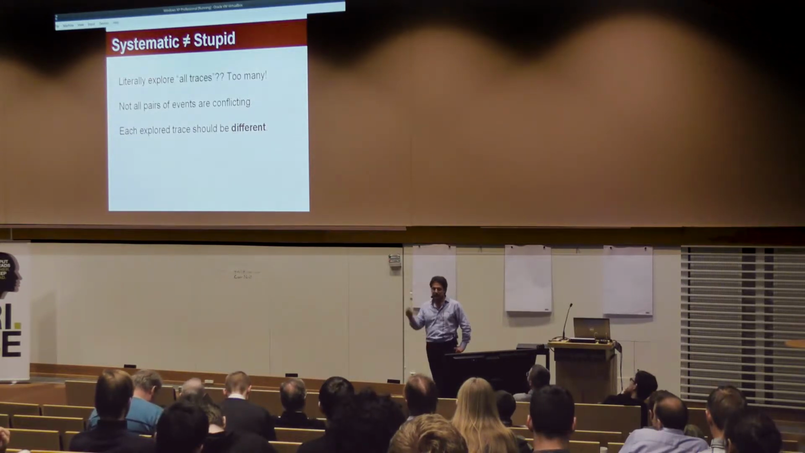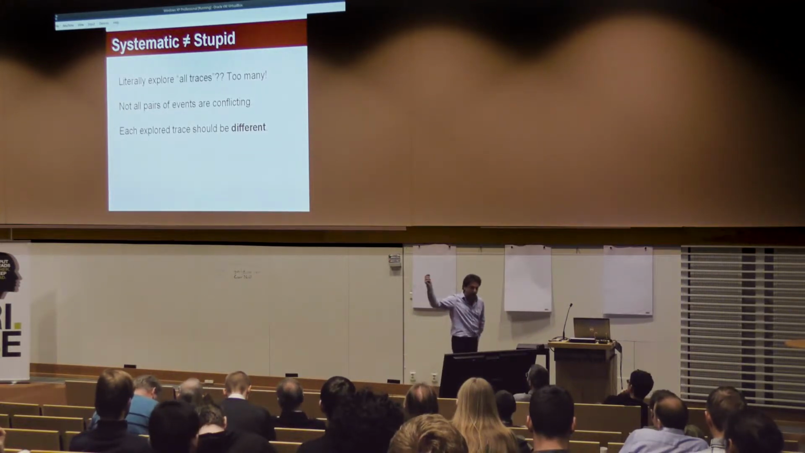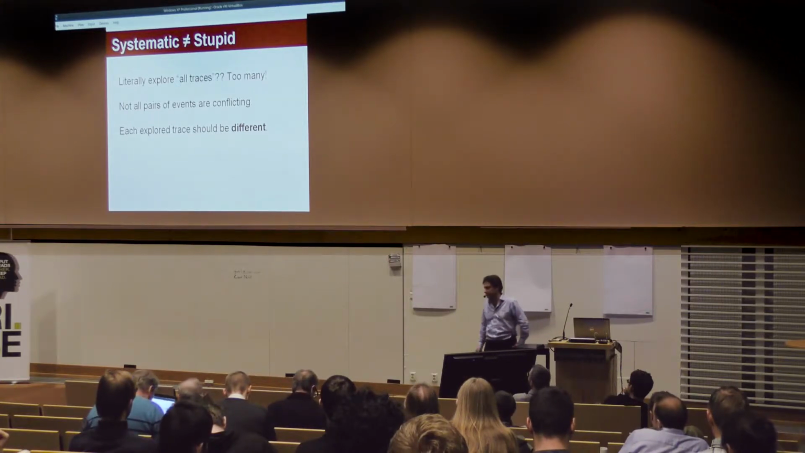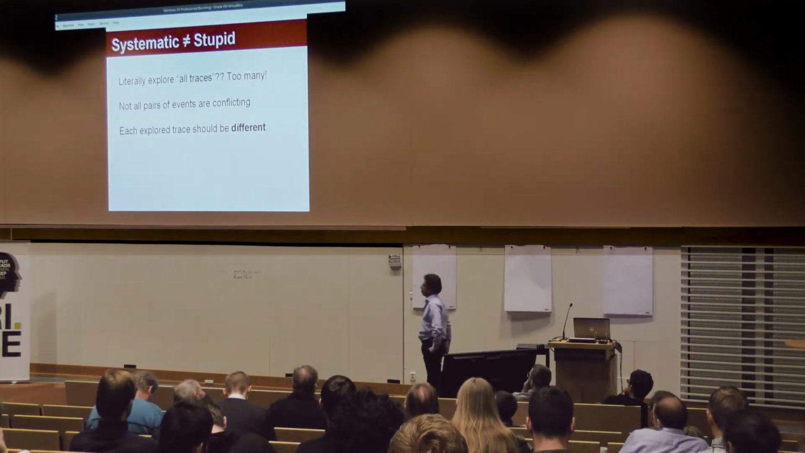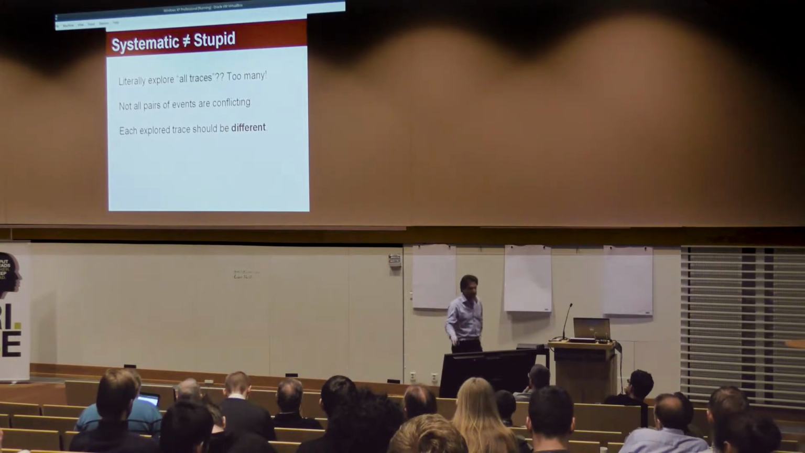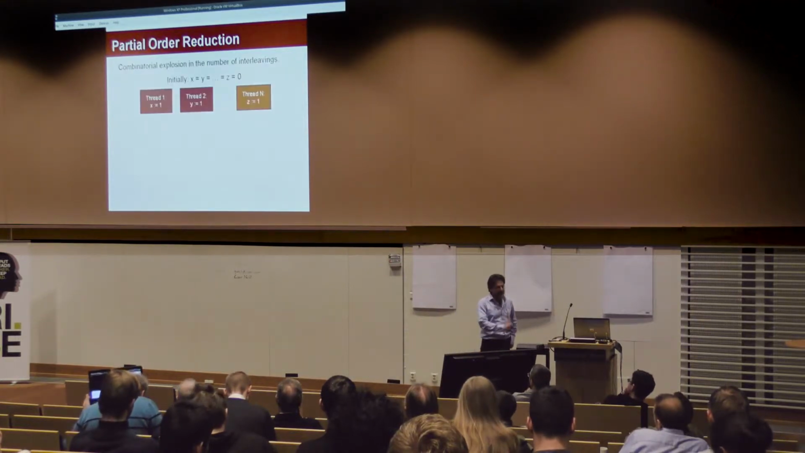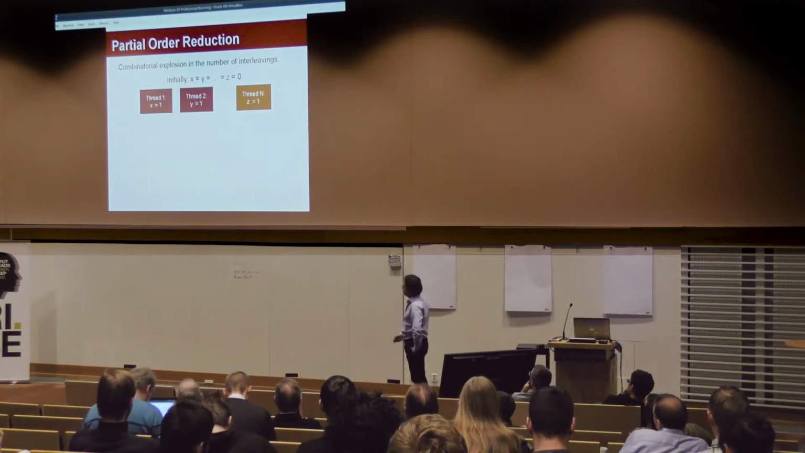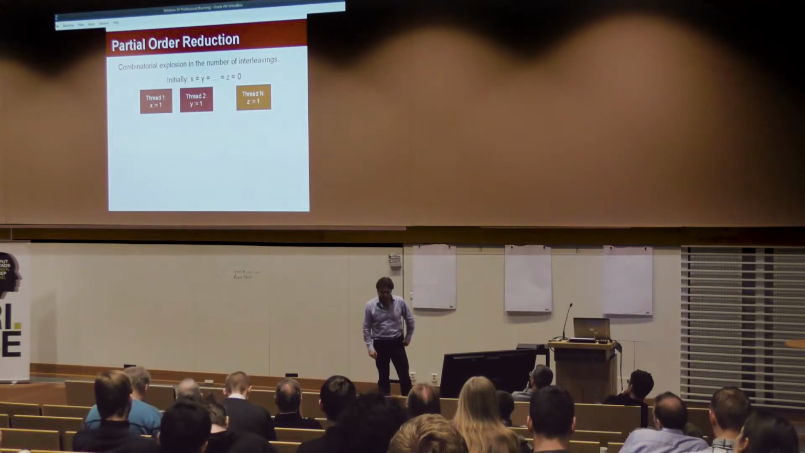So systematic exploration of all the behaviors of a program doesn't have to actually enumerate all the possible ways that the threads can be interleaved, because these are really, really too many. So we try to explore traces that are somehow different from each other. And you can see how we can do that if you consider this program here. It's a very, very simple one so that you understand what's happening.